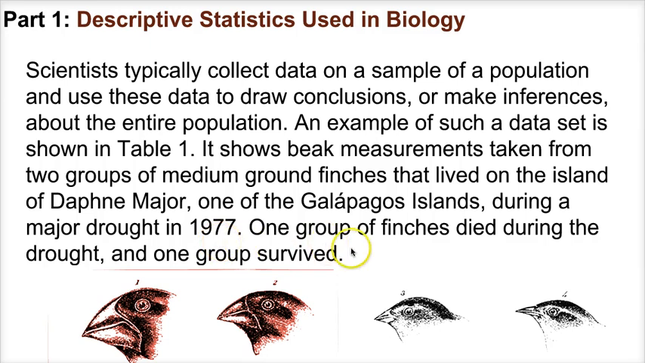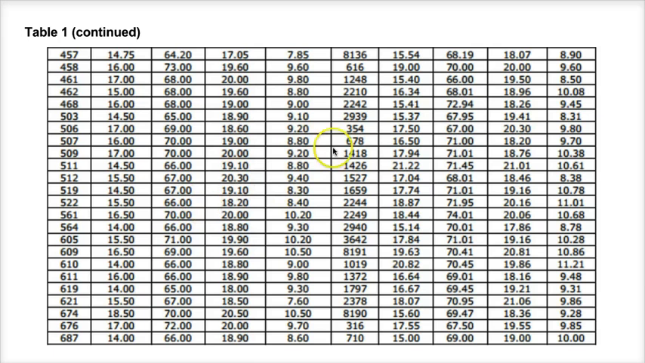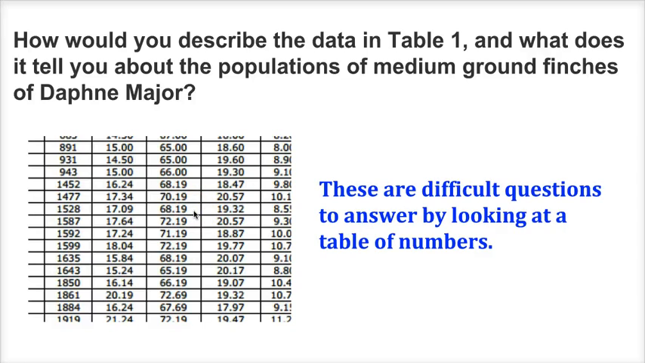In any case, we noticed that there was a major drought in 1977, and we know that one group of finches kind of died off, and those were the ones with smaller beaks. So we can look at this information and measure the body mass, and these are band numbers that identify the birds, and their wing length and tarsus length and their beak depth. We're after the beak depth, and we gathered all this information. But you can't really draw much from just looking at these numbers.